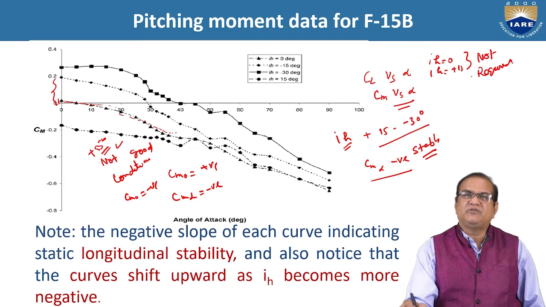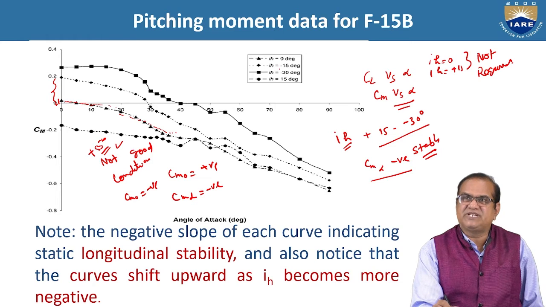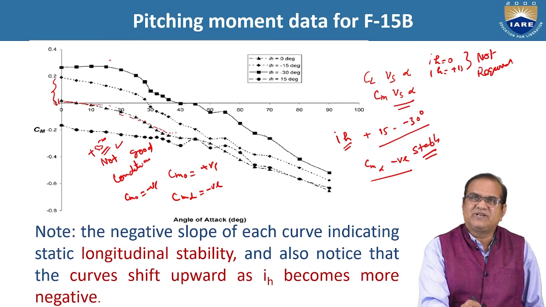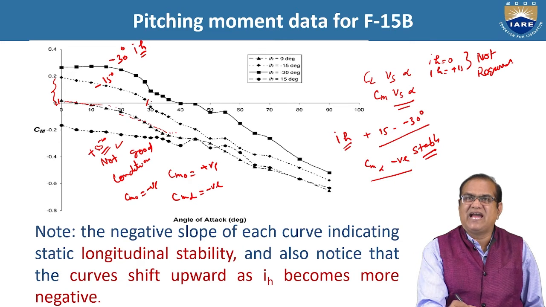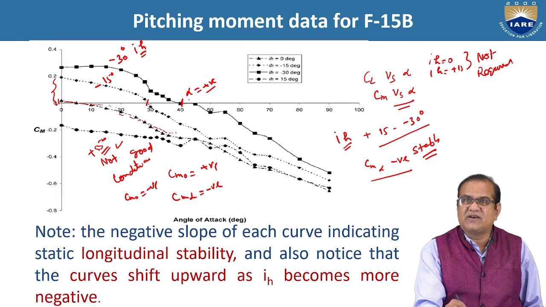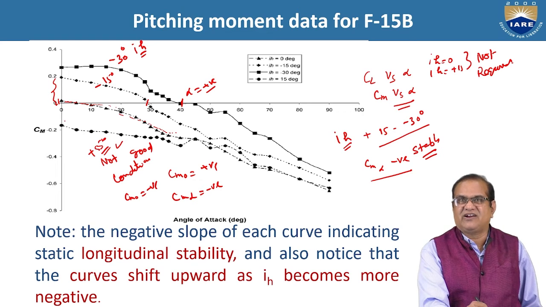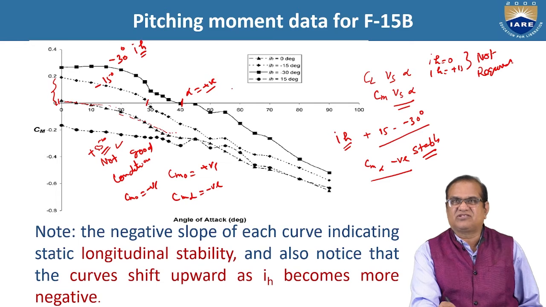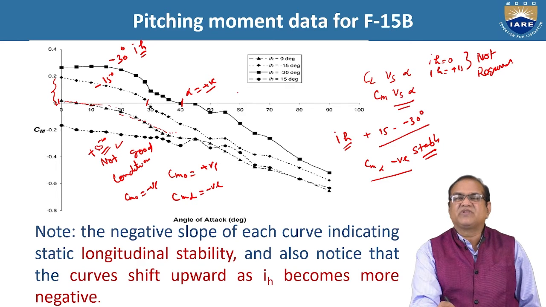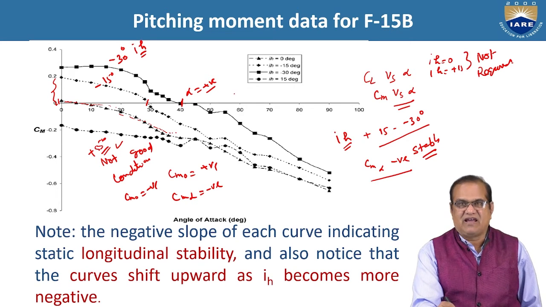for stability. But if you see the other two cases, minus 15 and minus 30, this one is minus 30 and this one is minus 15 degree of IH. So both are very good, and trimming is also happening at positive angle of attack. Alpha is equal to positive, and sufficient positive. Here in these two cases, trimming is not there at all. So these two cases, minus 15 and minus 30 incidence angles, are required for a stable aircraft.